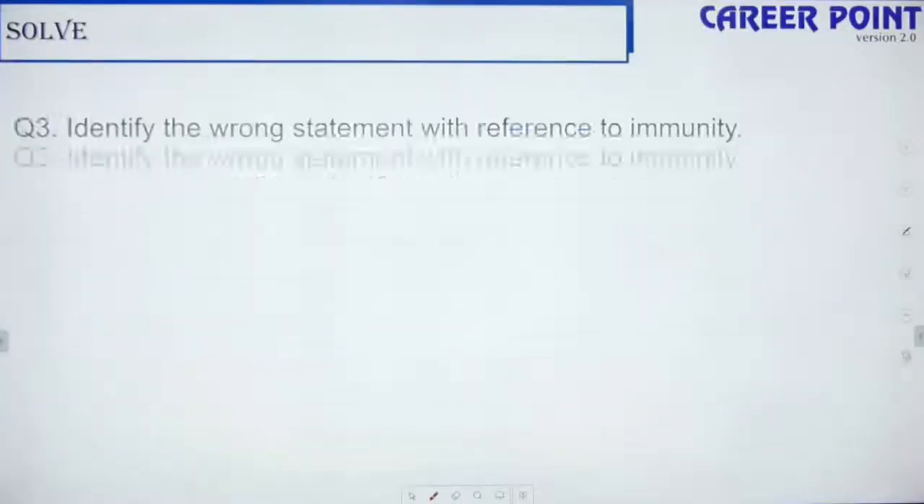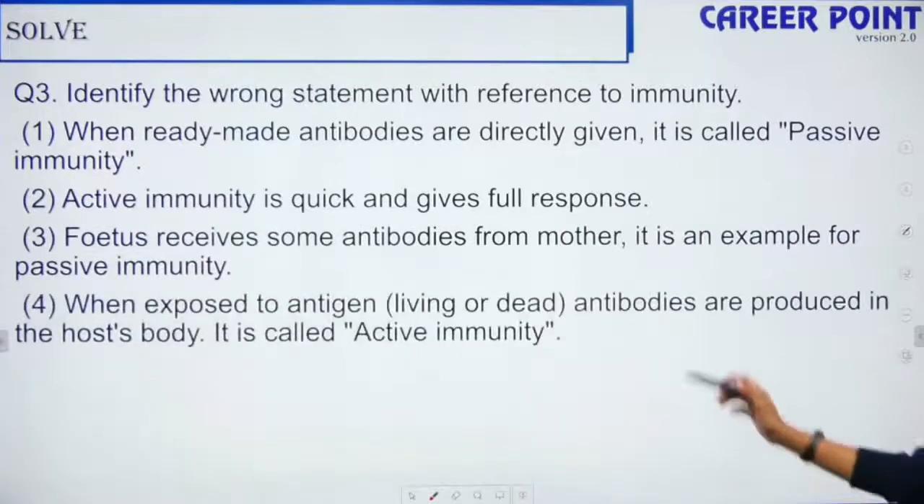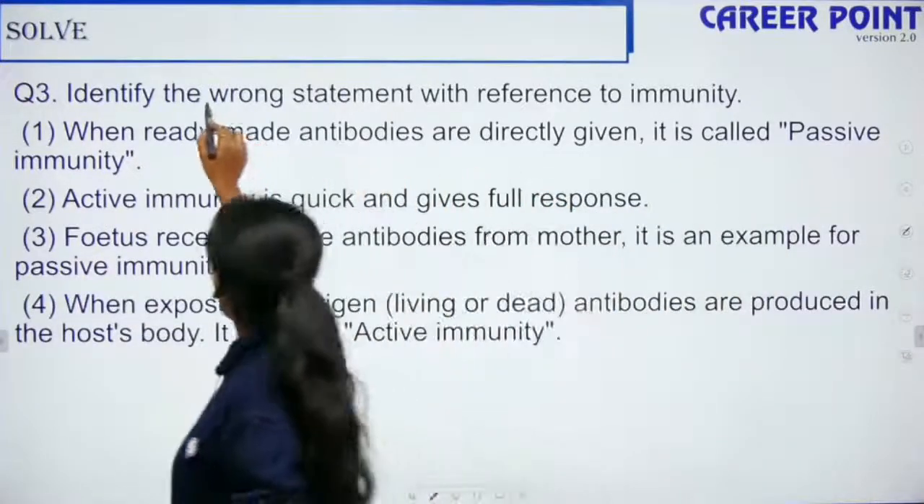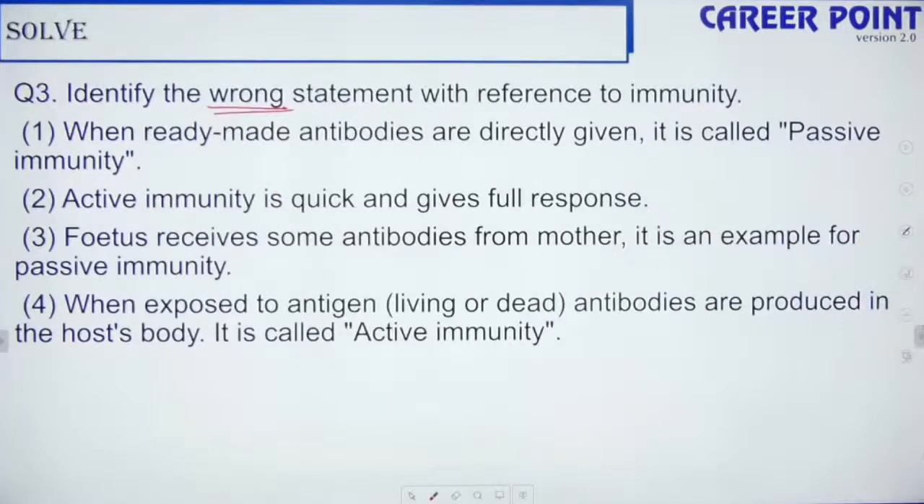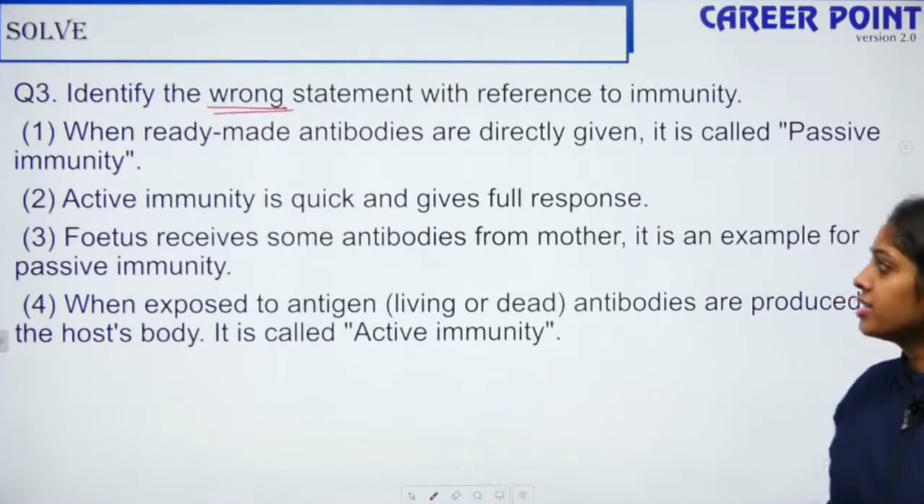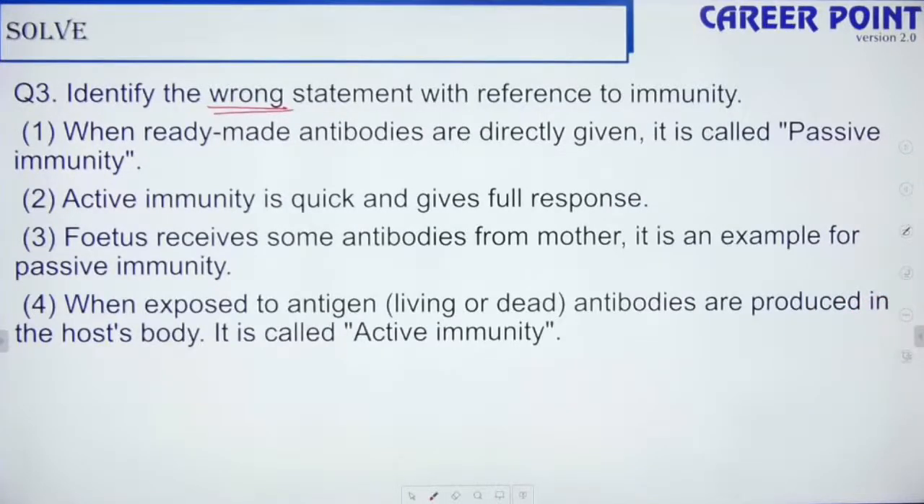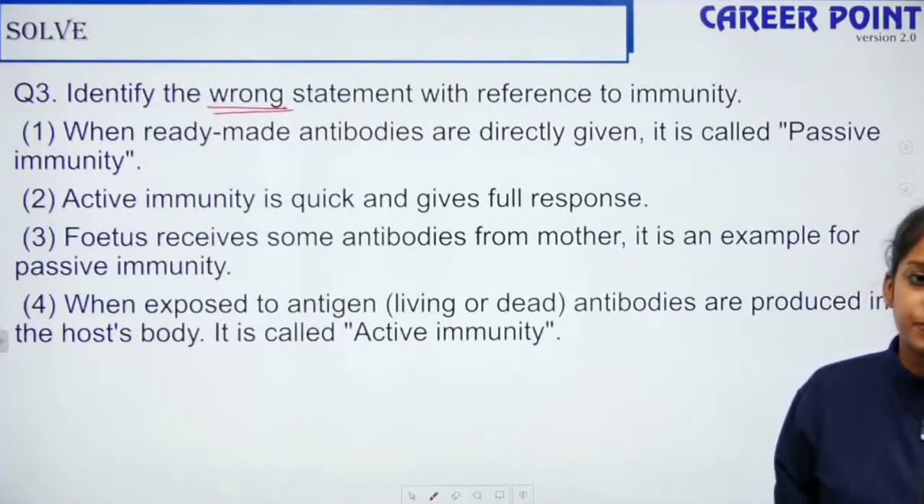Yes, question number 3. Identify the wrong statement with reference to immunity. When ready-made antibodies are directly given, it is called passive immunity. Active immunity is quick and it gives full response. Fetus receives some antibody from the mother, it is an example for passive immunity. When exposed to antigen, antibodies are produced in the host body, it is called active immunity. So which is the wrong statement here?